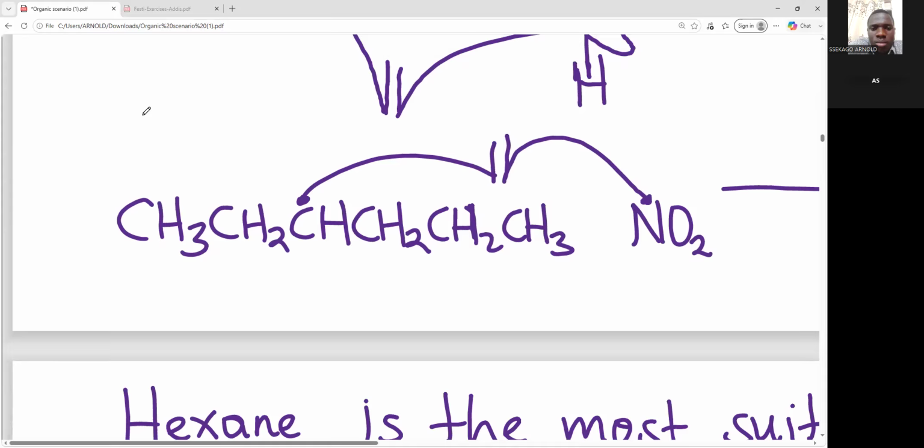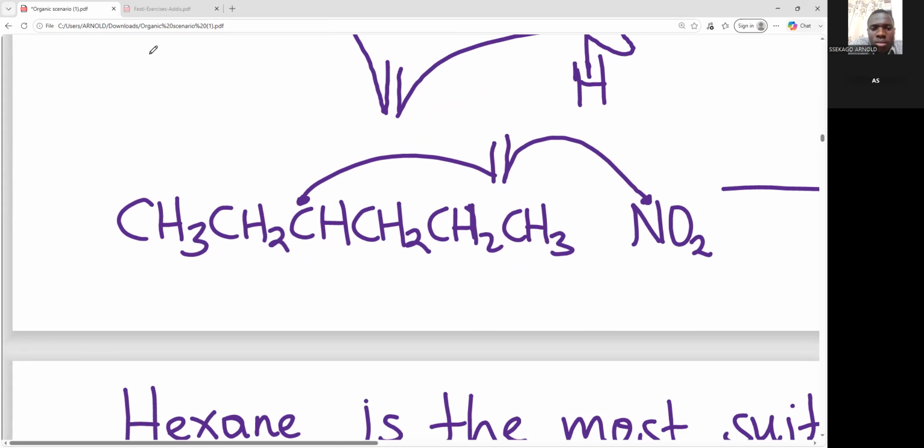What are the 2 reactions that have been of interest? Halogenation and nitration. We have outlined the mechanism for each, and also the equations have been given clearly and explicitly.